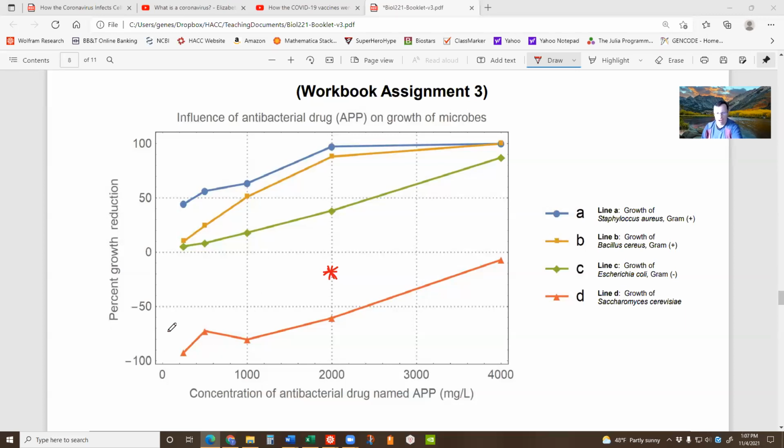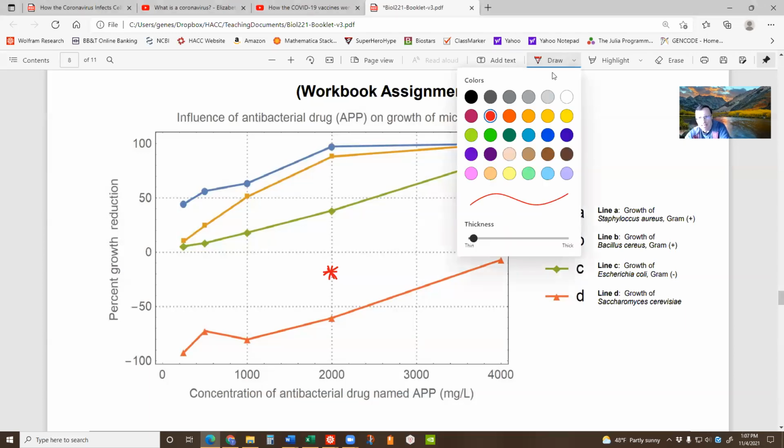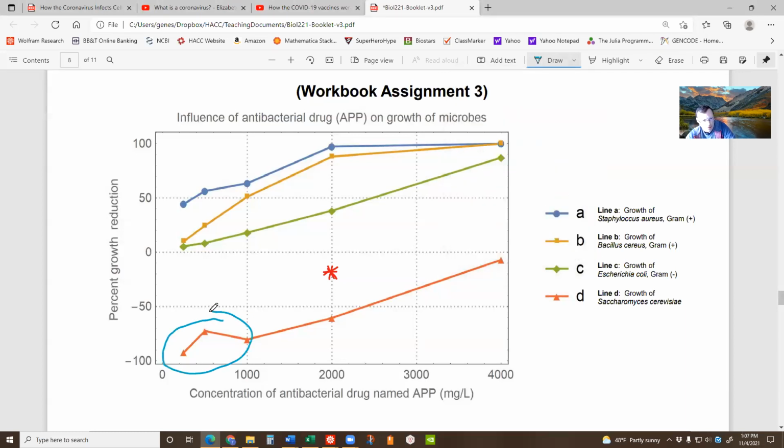On the left side of the graph, we have the largest negative numbers, right? Down here, we're at like -90, -80, -70. So we have a very strong growth stimulation at this point, Elena. At lower concentrations of this drug, not only is this yeast resistant to something in the antibiotic, but it's actually being stimulated. It actually enjoys the drug. It likes the drug because it's promoting growth.